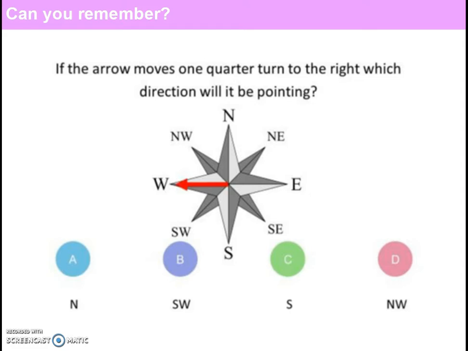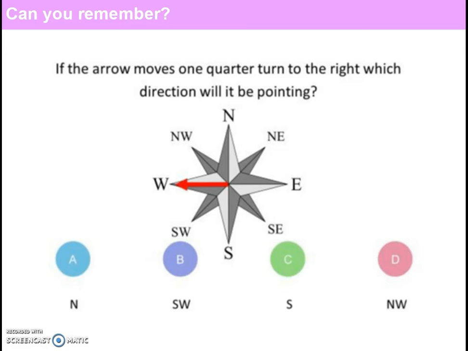So think about whereabouts you live in the country. Which compass points would you say you were living in if you took the middle of the country being the center? But for this question, if the arrow moves 1/4 turn to the right, thinking whether that's going to be clockwise or anti-clockwise, which direction will it be pointing?